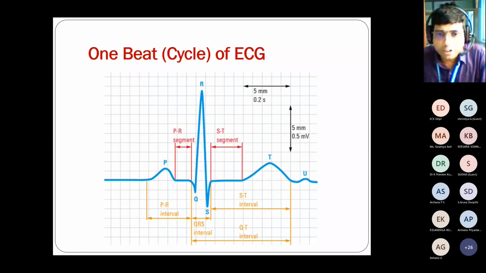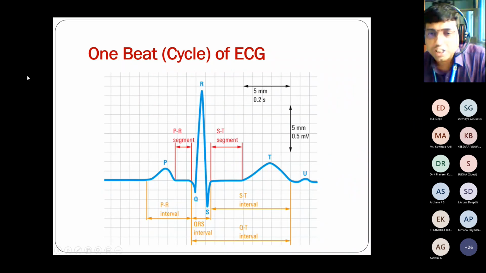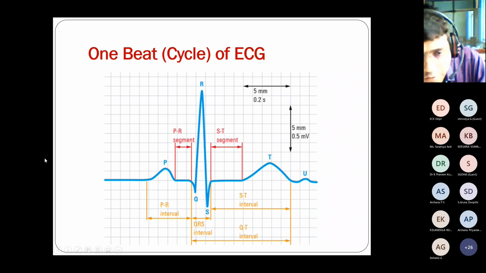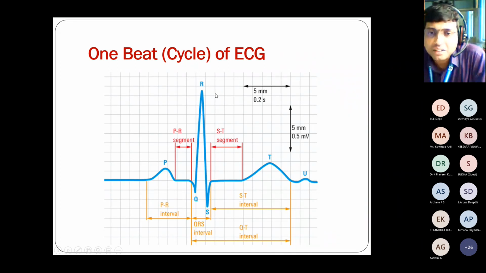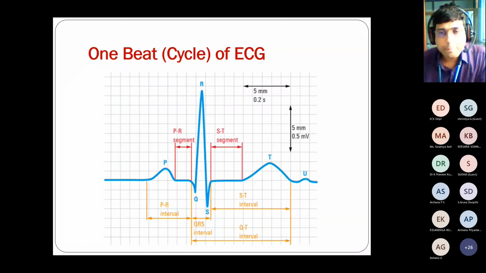One beat of ECG consists of various intervals as well as various amplitudes. So important intervals are PR interval, ST interval, then we have QT interval, then QRS interval. In the same way, we have different amplitudes like P, Q, R, S, T, and U. There are different amplitudes, and the scales are given. This is how a typical ECG looks like.